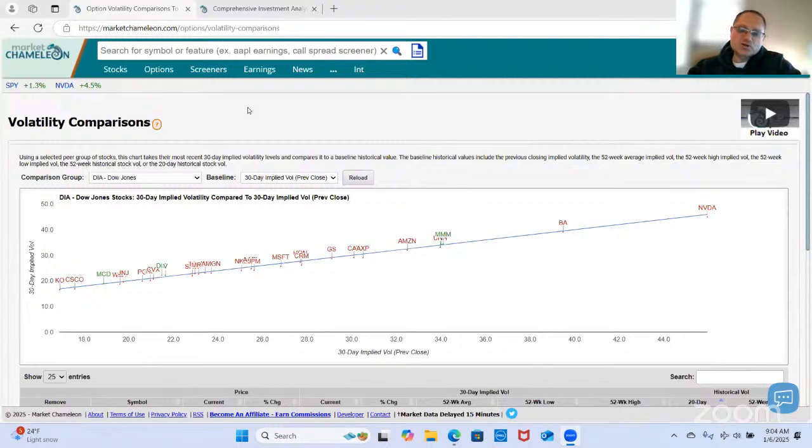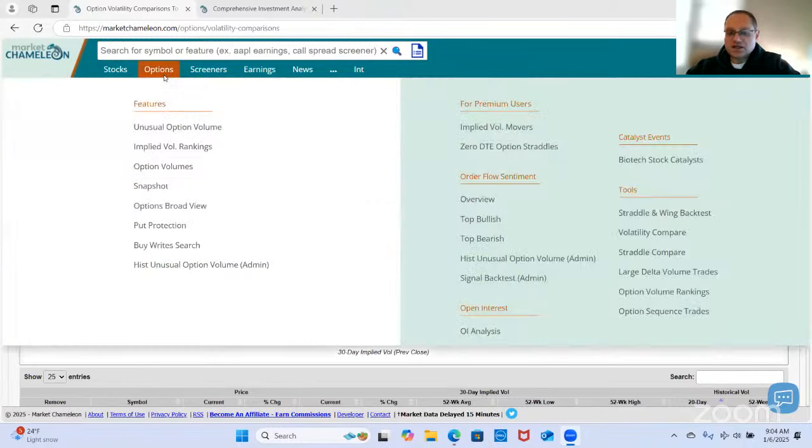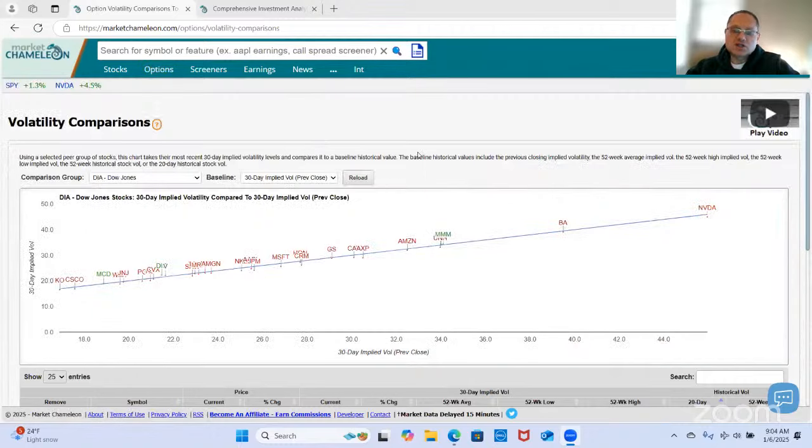Well, let me first show you where you can find this tool, because I get that question. If you go up to the main menu and click on options, you'll see this menu. Come over here to the right, it says volatility compare under tools. Click on that and it will bring you to this page. And then you'll have this tool.